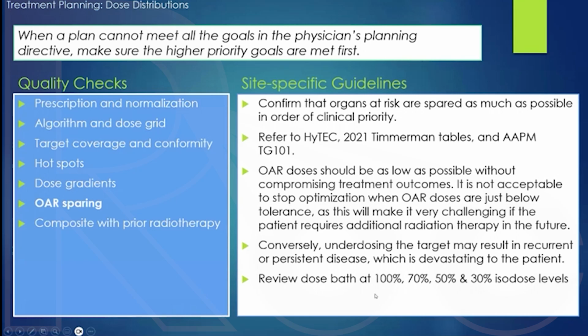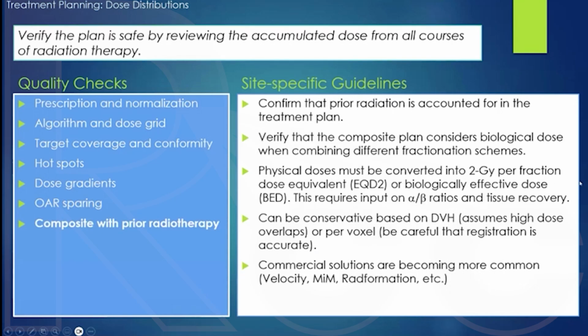Again, I want to reiterate, you must review the dose bath at multiple isodose levels. Some recommended levels are the 100% line, 70% isodose line, 50%, and even the 30% isodose levels. So what about dose summations? Well, it's absolutely critical to account for prior RT in the current plan. It's important to verify that the composite plan considers the biological dose when combining plans from different fractionation schemes.